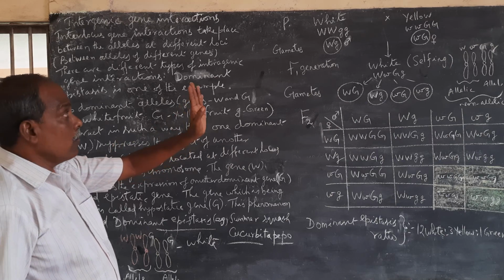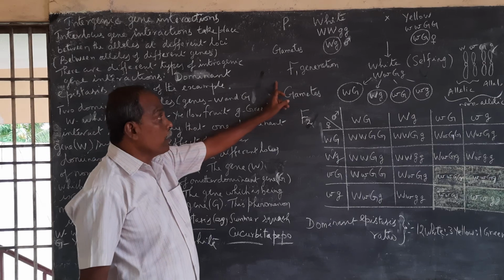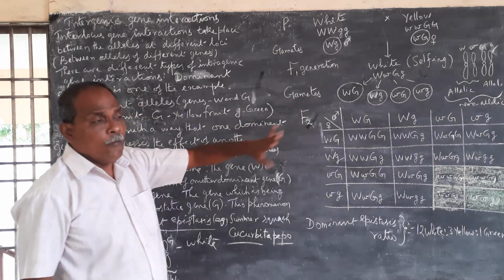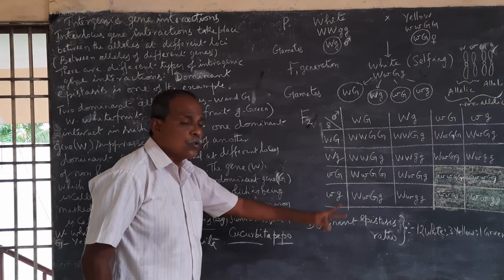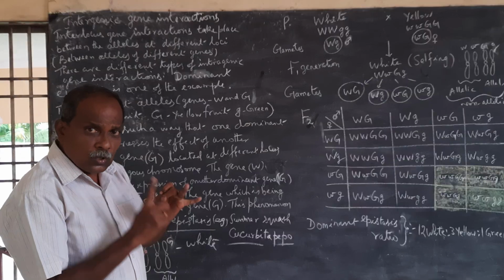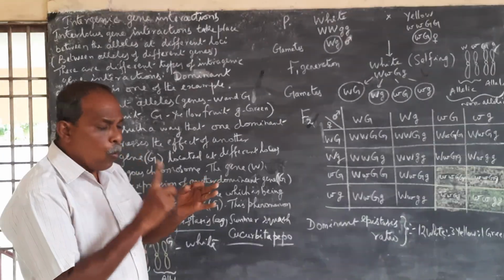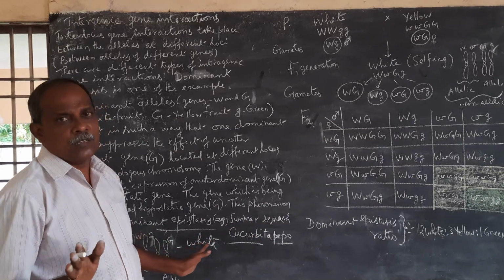In some cases, a cross is made between a white fruit variety and a yellow fruit variety. All the offspring in the F1 generation were white fruits. When the F1 hybrids were self-pollinated, the offspring produced in the F2 generation were in the ratio of 12 to 3 to 1: 12 white, 3 yellow, 1 green. Why? It is because of dominant epistasis.